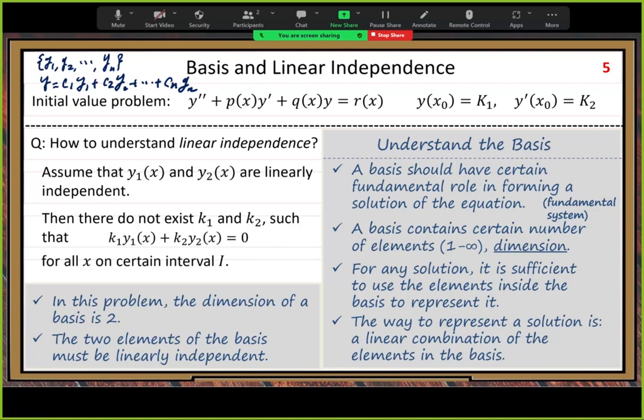On a certain interval I, because in real-world application problems we may consider our solutions as functions on a certain interval, not necessarily the whole real line.